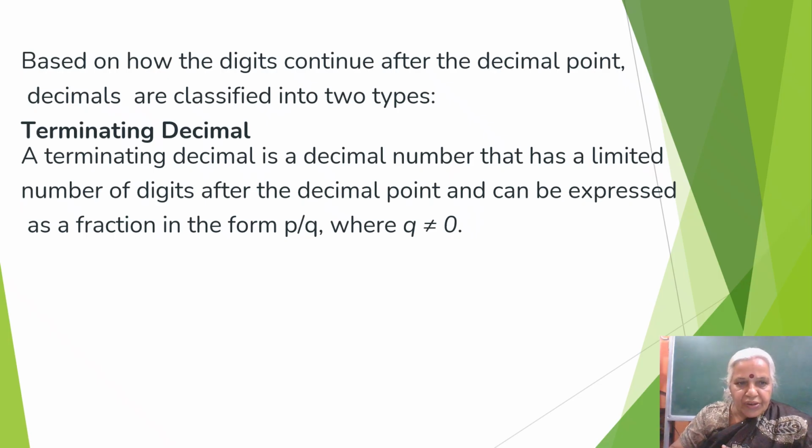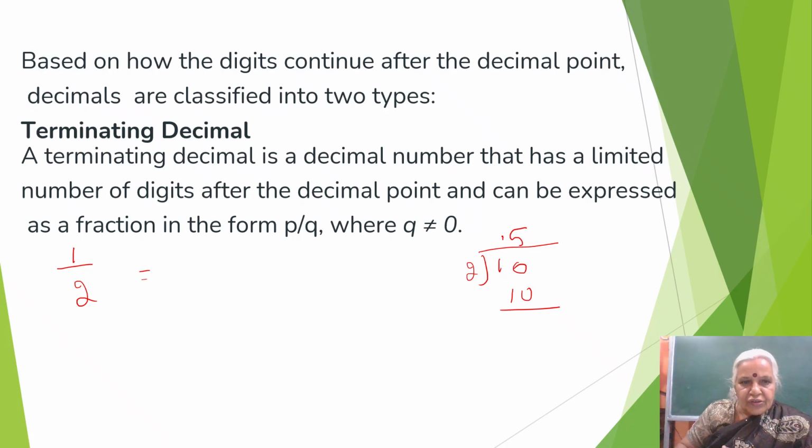For example, 1 divided by 2. If you divide 1 by 2, it is not possible, therefore put a point and add a 0 to make 10. 2 5s are 10. Therefore, the answer is 0.5. It is a terminating decimal. That means the remainder is 0.